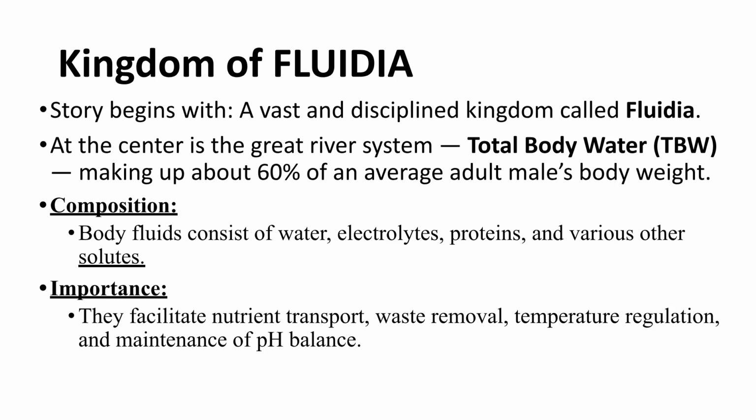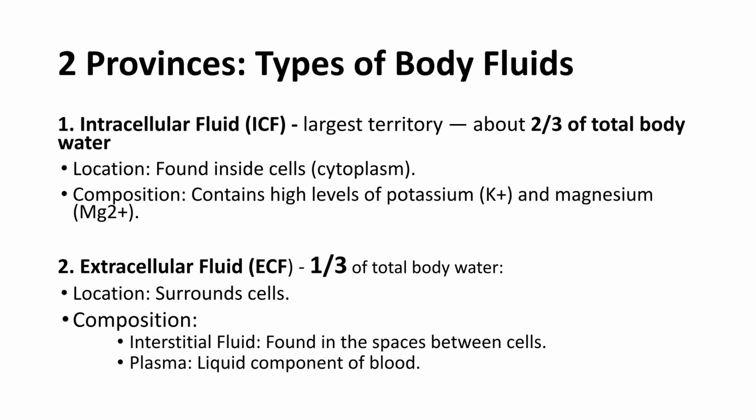We begin with the kingdom of fluidia, centered by the total body water, or TBW, making up about 60% of an adult male's body weight. Body fluids transport nutrients, remove waste, regulate temperature, and maintain pH balance. The two provinces or types of body fluids are intracellular fluid, ICF, and extracellular fluid, ECF. ICF is the largest, about 2/3 of total body water, found inside cells and rich in potassium and magnesium. ECF is 1/3 of total body water, surrounding cells and including interstitial fluid and plasma.